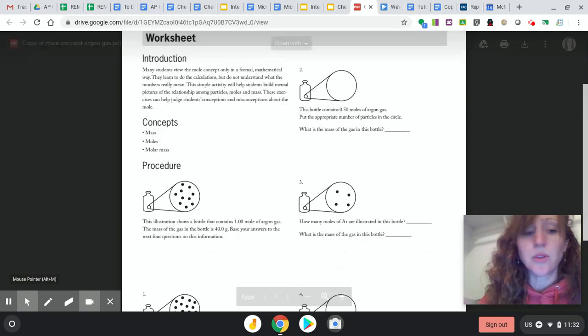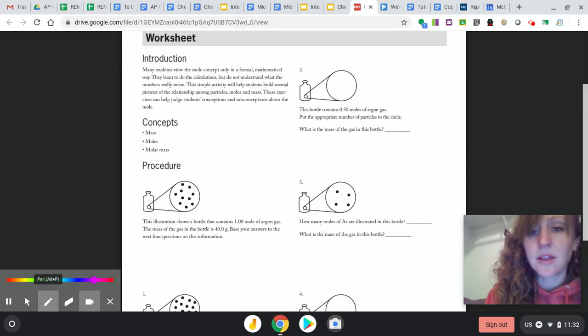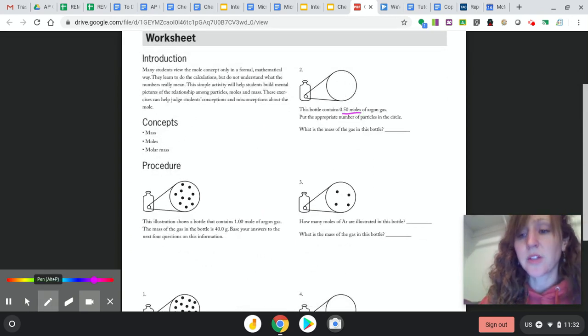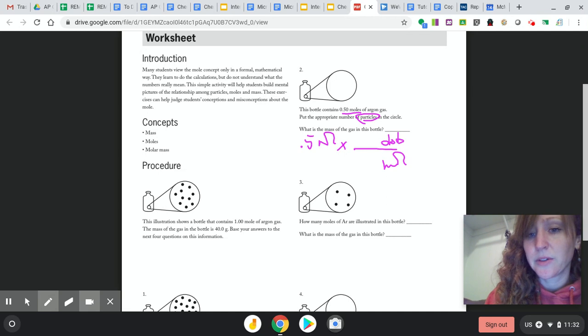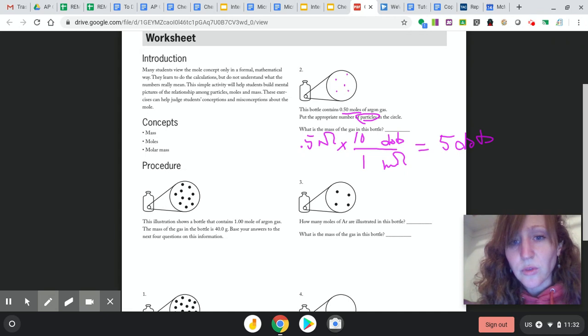So in number 2, they don't give us dots, they give us moles. So we're going to start from moles here and go to the other 2 things. 0.5 moles, and I want to convert out of moles and into dots, because dots is particles. So 1 mole, 10 dots, which means I need 5 dots here. 1, 2, 3, 4, 5. Ooh, they're so cute, little dots.